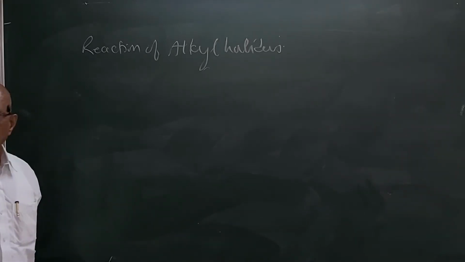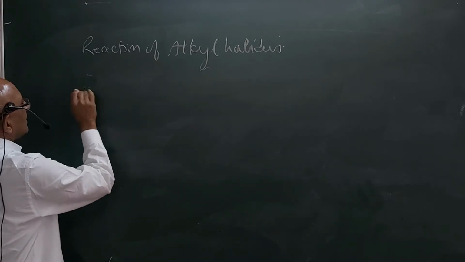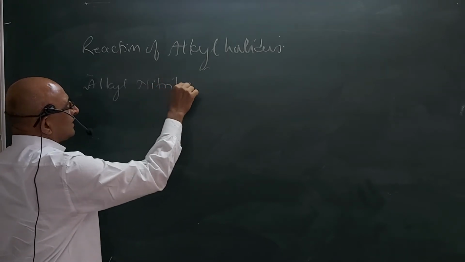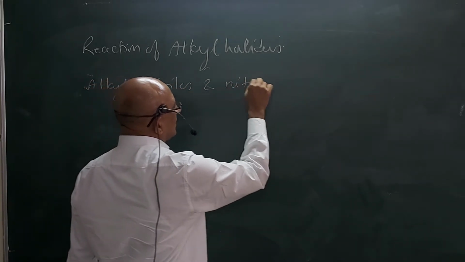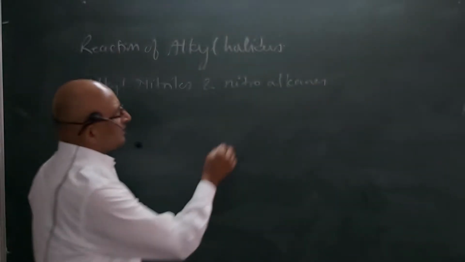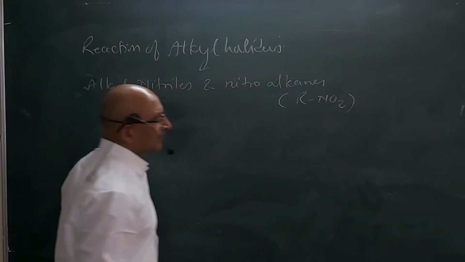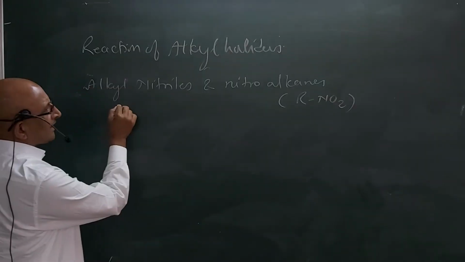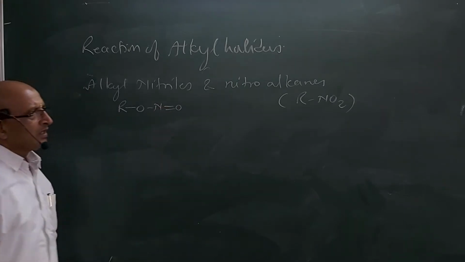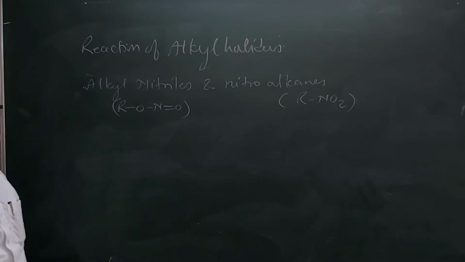The second type of reaction is the reaction to obtain alkyl nitriles and nitroalkanes. Now, the structure of nitroalkane is well known, that is R-NO2. And alkyl nitriles are R-O-N=O. So this is the basic difference in the structures of alkyl nitriles and nitroalkanes.